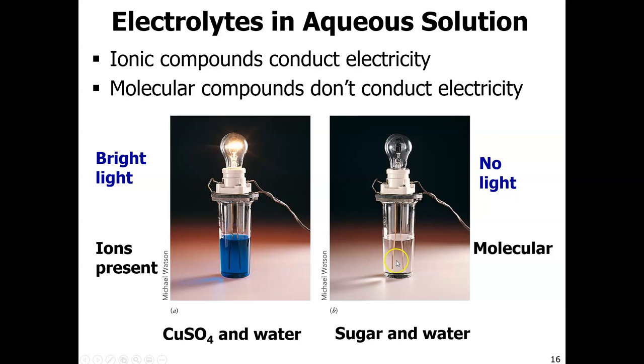If we put sugar in there, sugar doesn't create ions in water, so we get no light, even though we still have that electric current running through that sample. Electrolytes are solutions that yield electrically conducting ions, and strong electrolytes will dissolve 100% in water, and they'll be really great at conducting that electricity.